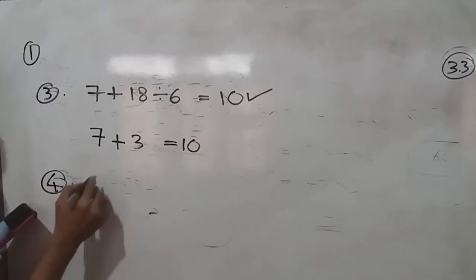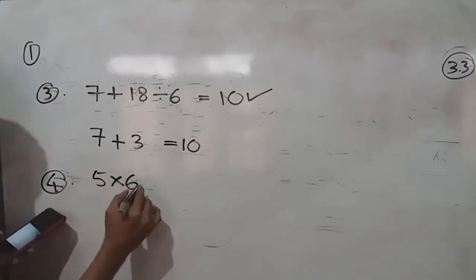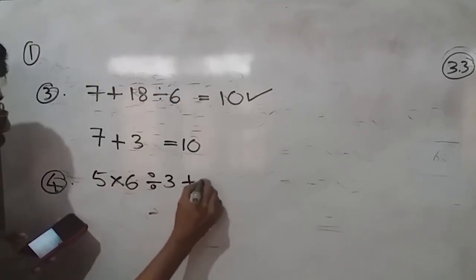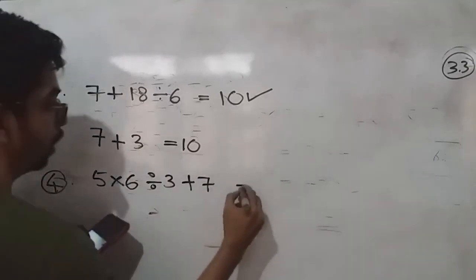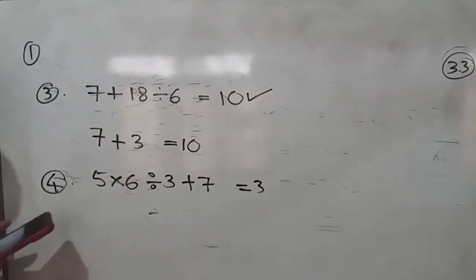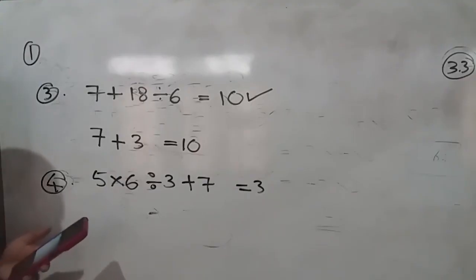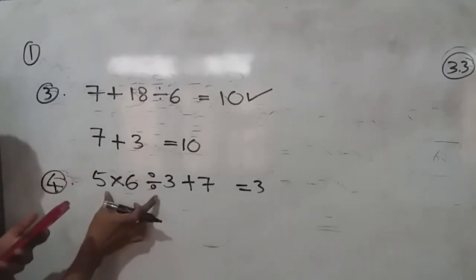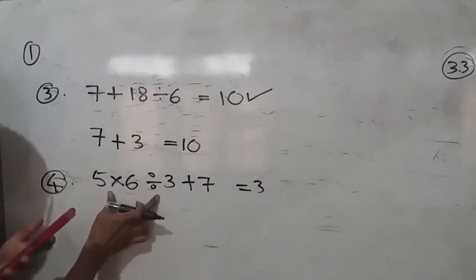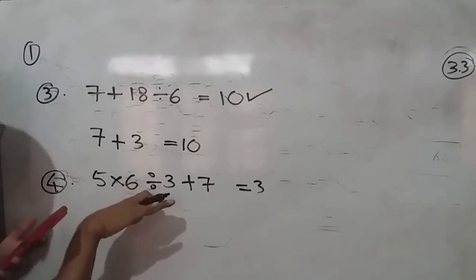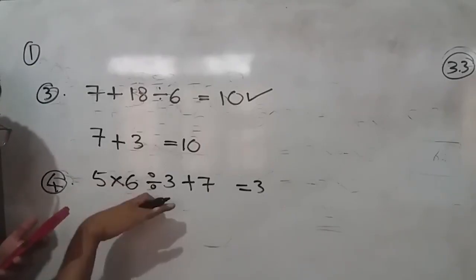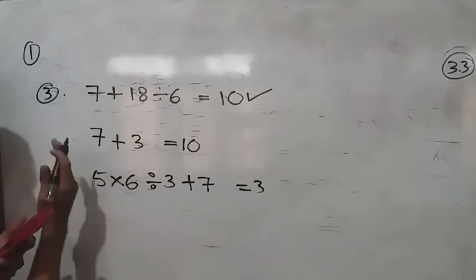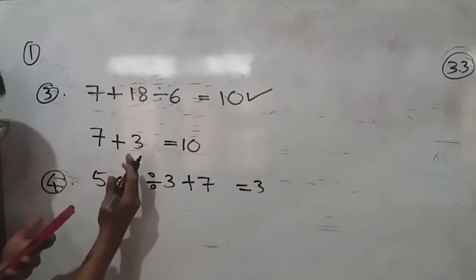Part 4. 5 times 6 divided by 3. Then we have to add a 7, equals 3. 5 times 6 divided by 3, add 7 equals 3. Right. So here, multiplication and division, right? They are on the same priority level. But when they are both there in a mathematical expression, what do we have to do? We have to start from the left, move our way to the right.